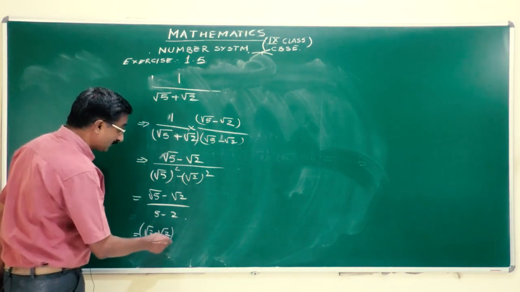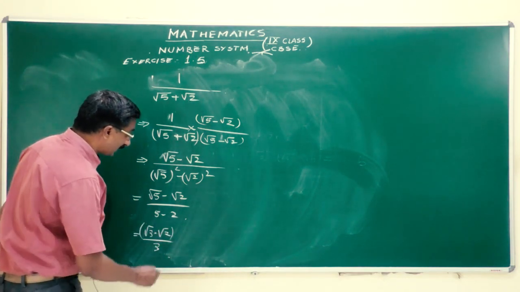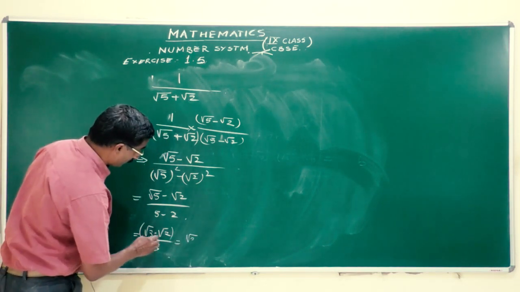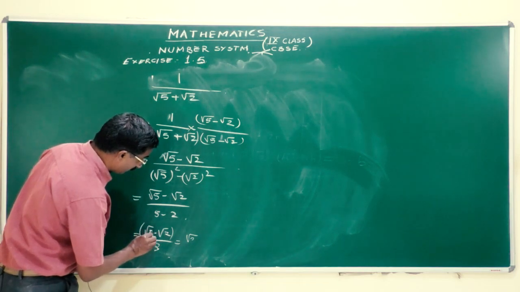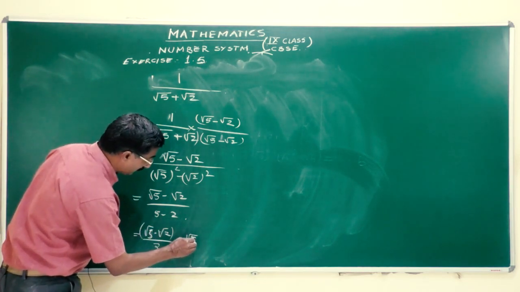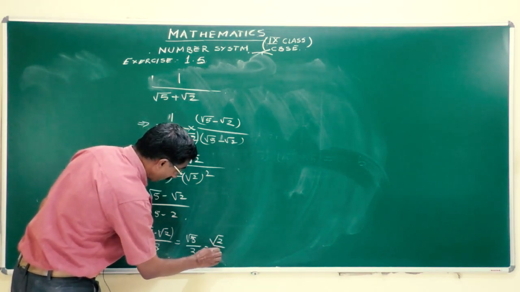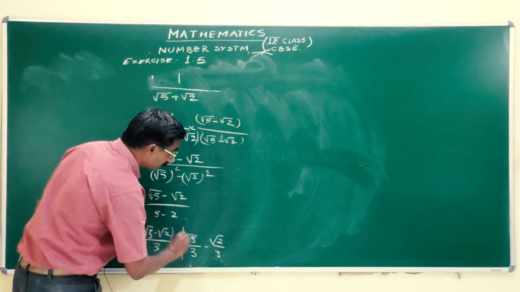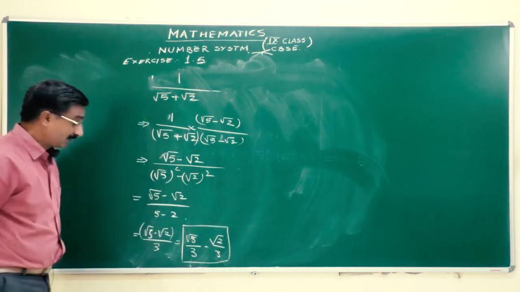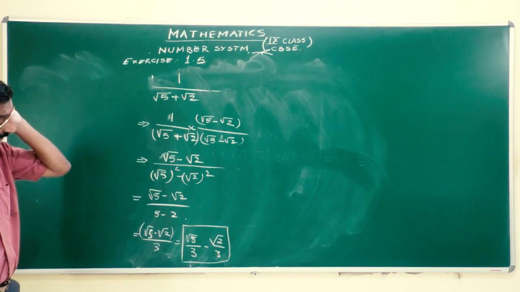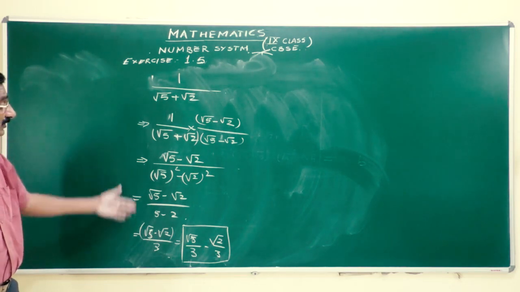So now this is rationalized. You can also write this term like this, under root 5 upon 3 minus under root 2 upon 3. You can write also like this. Clear? This 3 is the LCM, that's why you can separate it also like this. So this is rationalized.